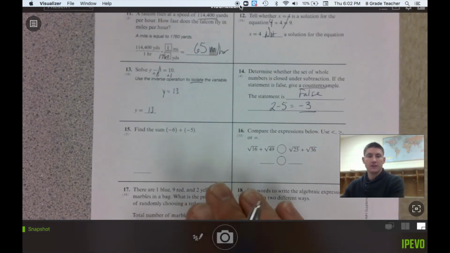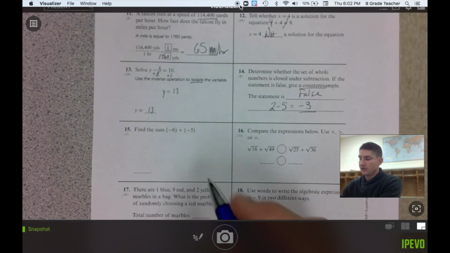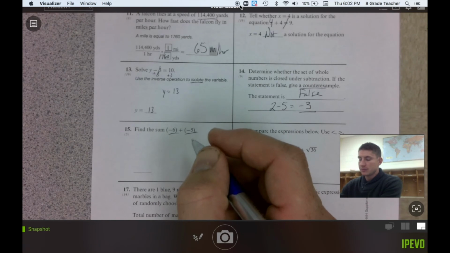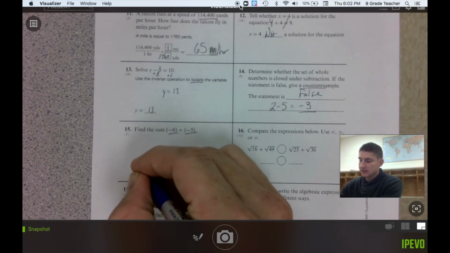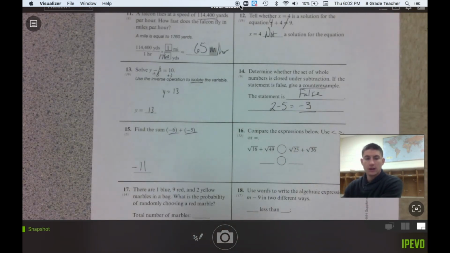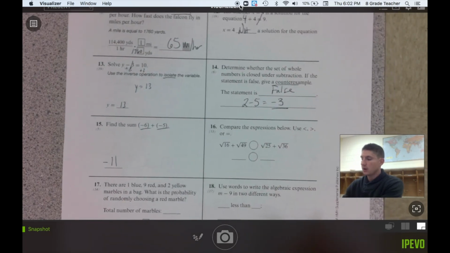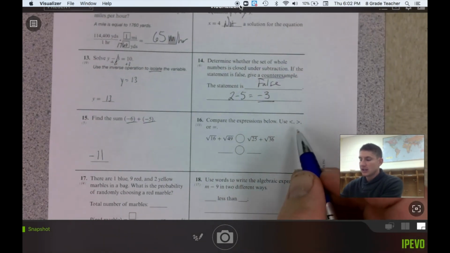Find the sum for number 15. You've got negative 6 plus negative 5. Same sign sum, add those up, keep the same sign. 6 plus 5 is 11, and keep the same sign. 16. Compare the expression below using less than, greater than, or equal to.